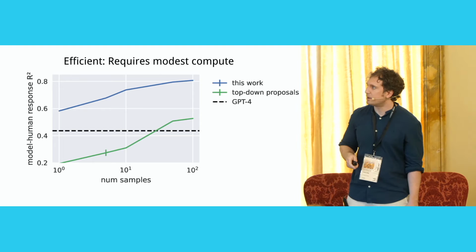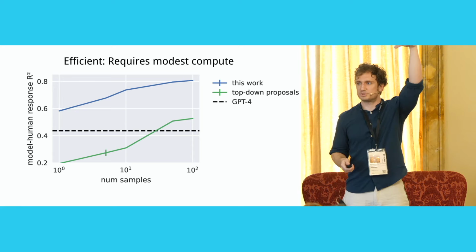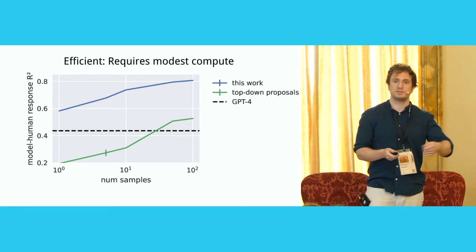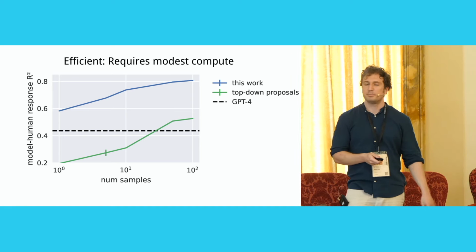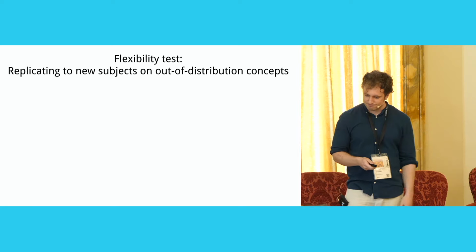So this is driven really by the bottom-up proposals. You could build a similar model that only goes top-down, like sampling from the prior. And that asymptotically, with enough samples, will converge to the same answer. But in practice, you need many more samples to do that.